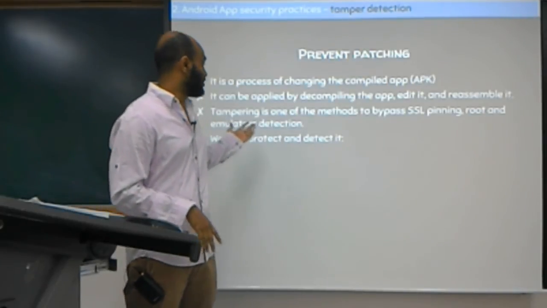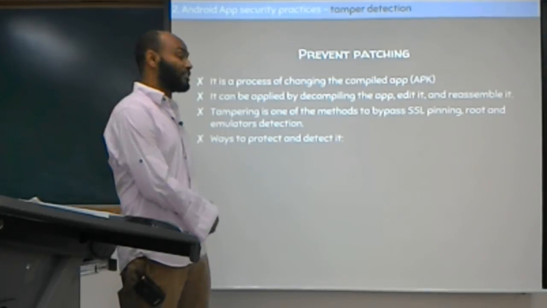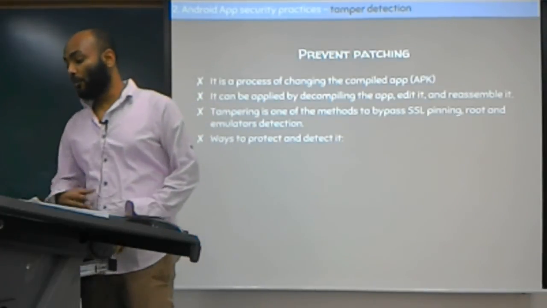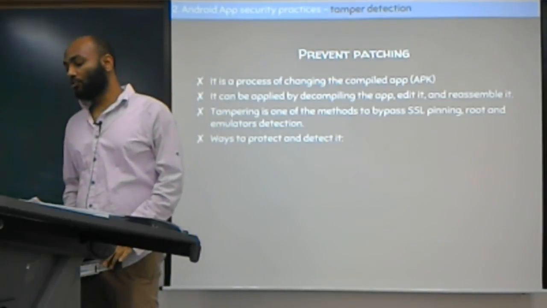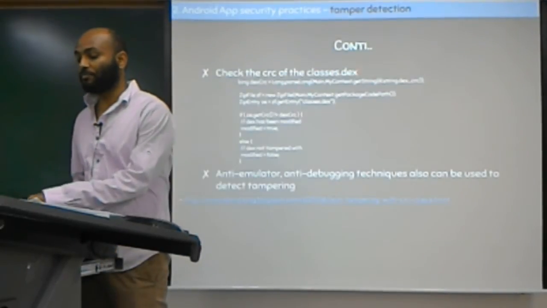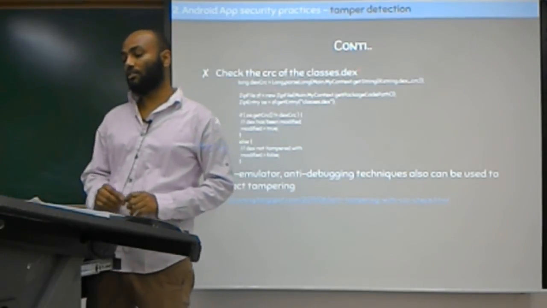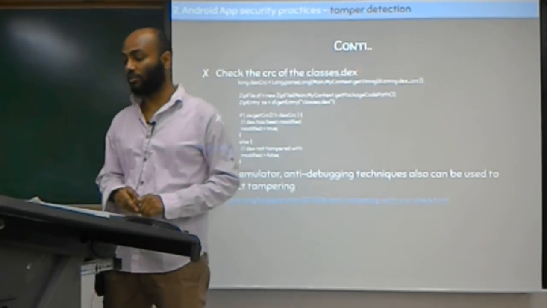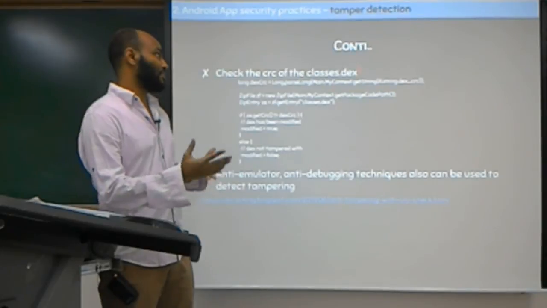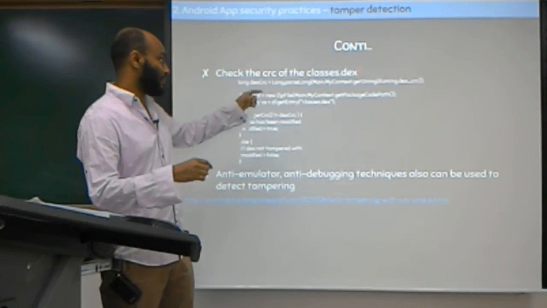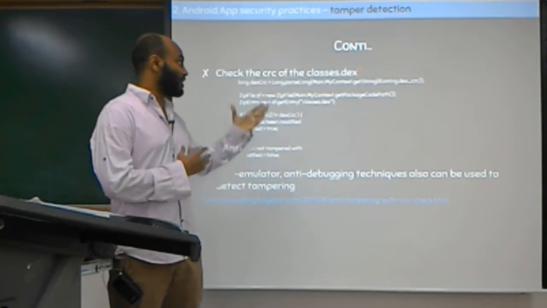As I told you, tampering is one of the methods to bypass SSL pinning or root and emulator detections. So we have to prevent our application from tampering. Here are ways to protect and detect it. The first method is to check the CRC or the checksum of the classes.dex. When we release the application, we have the code part, the dex part, so we know the CRC or the checksum of that application.